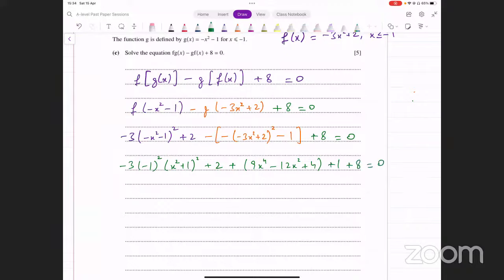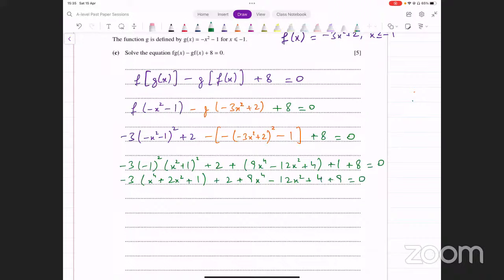And you have to simplify this whole expression. -3 into x square plus 1 ka whole square, that's going to be x raised to power 4 plus 2x square plus 1, plus 2 plus 9x raised to power 4 minus 12x squared plus 4 plus 9 outside equals 0.